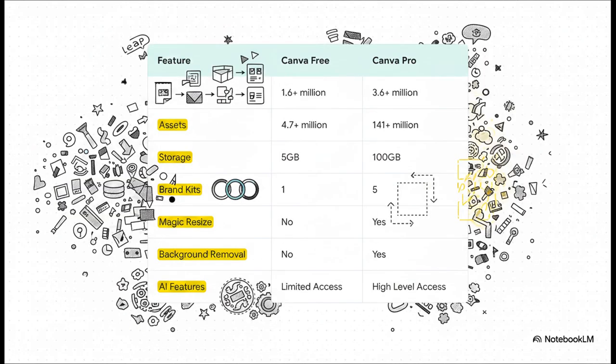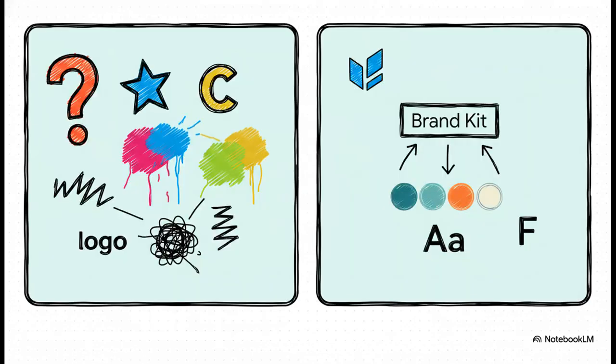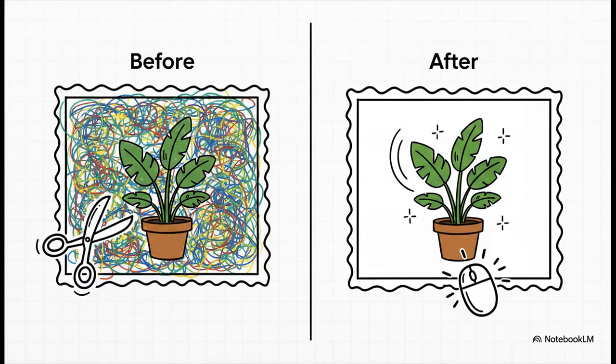But it's not just about having more stuff. Pro brings in a bunch of tools that are genuine game changers. We're talking about features that are designed to save you a ton of time and keep everything looking professional. Things like brand kits, magic resize, and one-click background removal. Let's look at a couple of these. One of the biggest headaches for any business is keeping the branding consistent. Canva Pro just solves this with brand kits. You can upload your logos, plug in your exact brand colors, set your fonts, and then every single design you make stays perfectly on brand. No more guesswork. This feature right here, this alone is a total lifesaver.